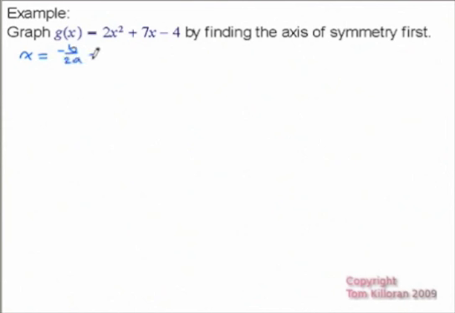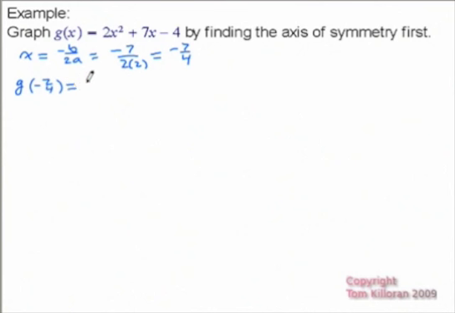In this case a is 2 and b is 7, so we'll have negative 7 over 2 times 2, and we get this ugly fraction, negative 7/4. You can change it into a decimal, but it really doesn't matter. We're going to plug this back into the function to find what y is equal to, so we're going to evaluate g of negative 7/4.